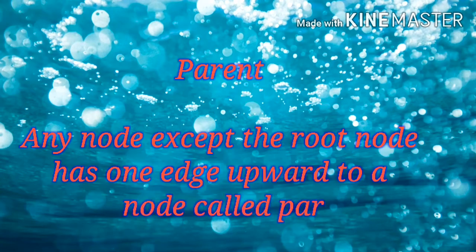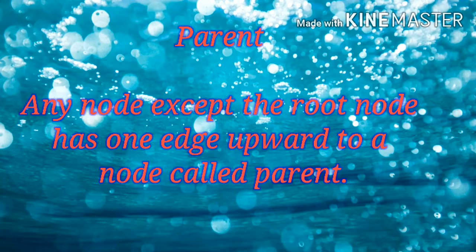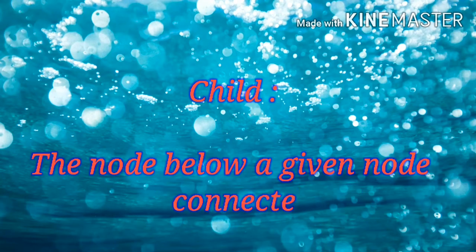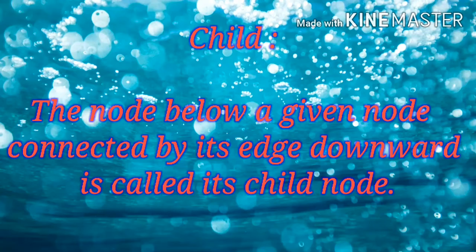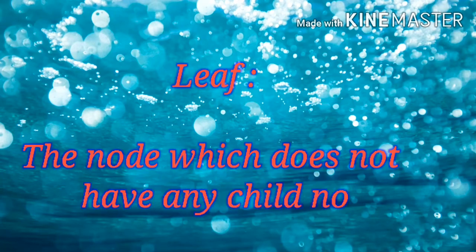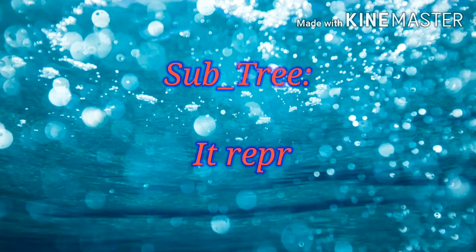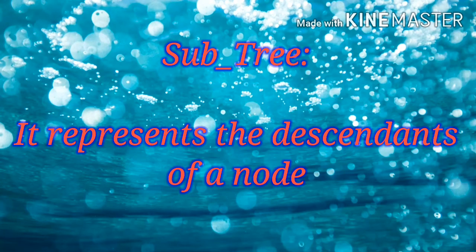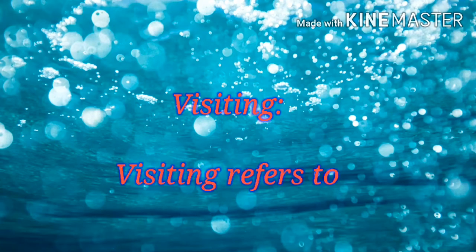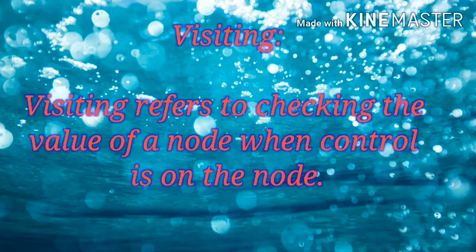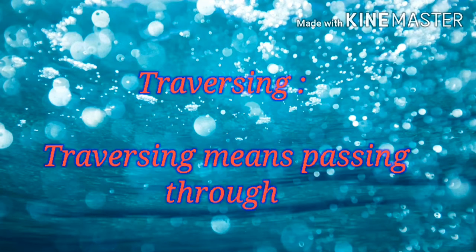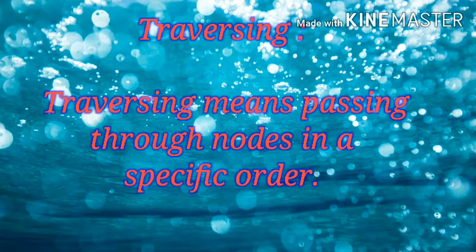Parent: any node except the root node has one edge upward to a node called its parent. Child: the node below a given node, connected by its edge downward, is called its child node. Leaf: the node which does not have any child node is called a leaf node. Subtree: a subtree represents the descendants of a node. Visiting: visiting refers to checking the value of a node when control is on the node. Traversing means passing through nodes in a specific order.